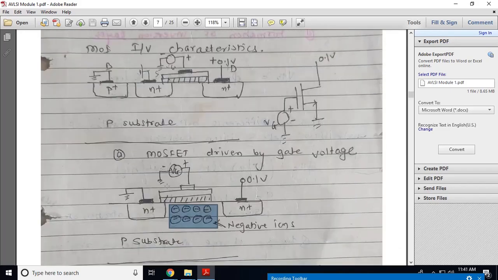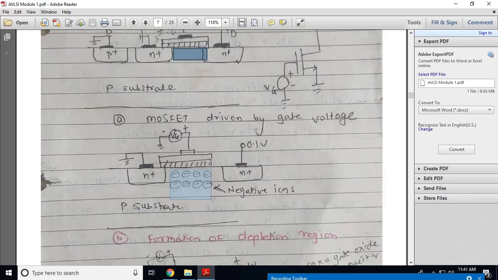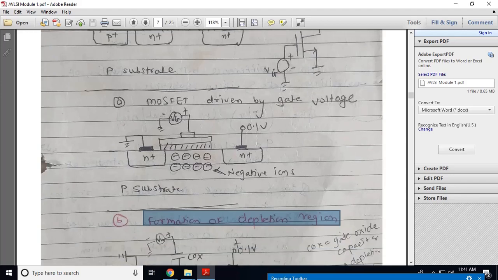So the p-type substrate contains holes, and these holes in this region are replaced by the negatively charged ions. So this is the formation of the depletion region.